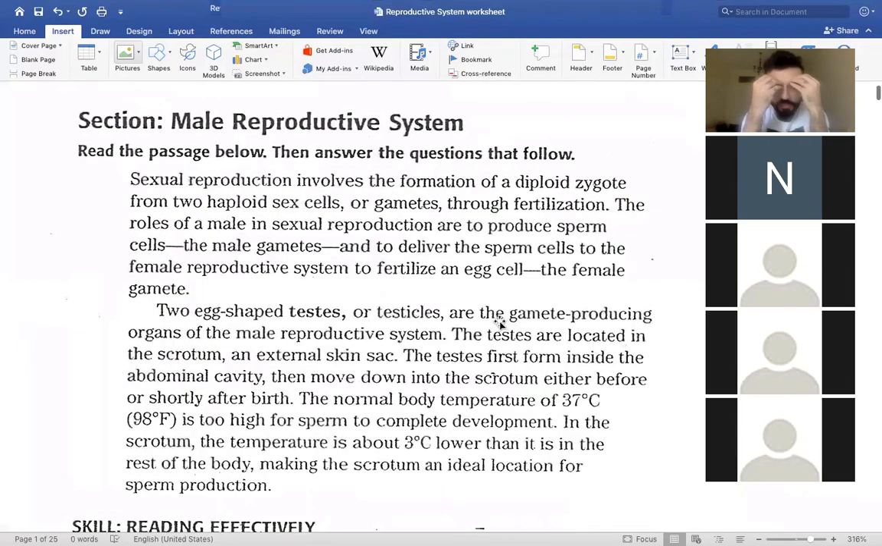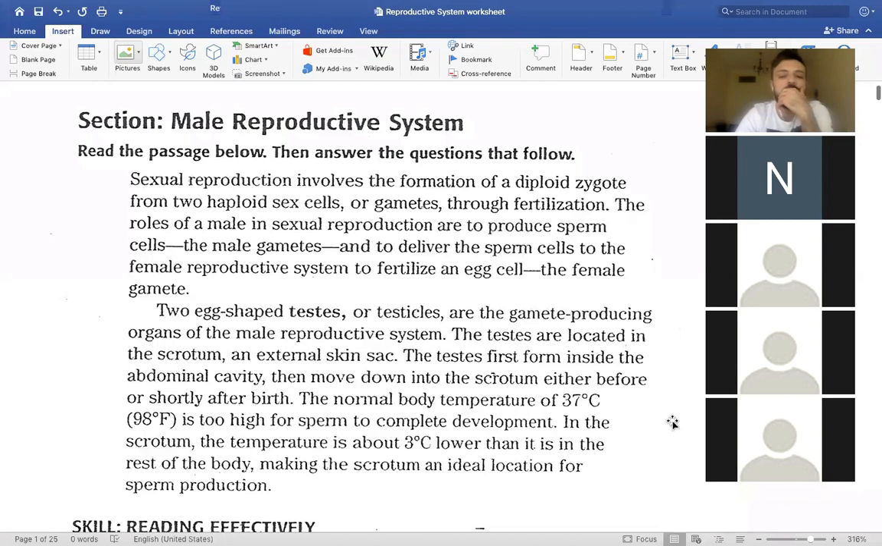Reproductive system. Who can read the text for us? Me. Yes, Laith. Sexual reproduction involves the formation of a diploid zygote from two haploid sex cells or gametes through fertilization. The roles of a male in sexual reproduction are to produce sperm cells, the male gametes, and to deliver the sperm cells to the female reproductive system to fertilize an egg cell.